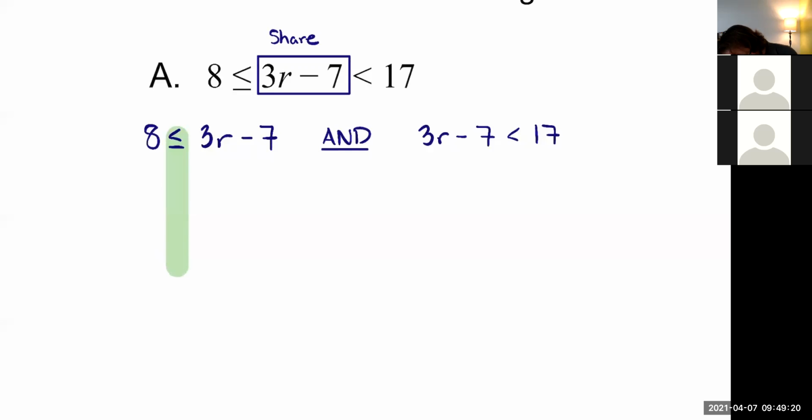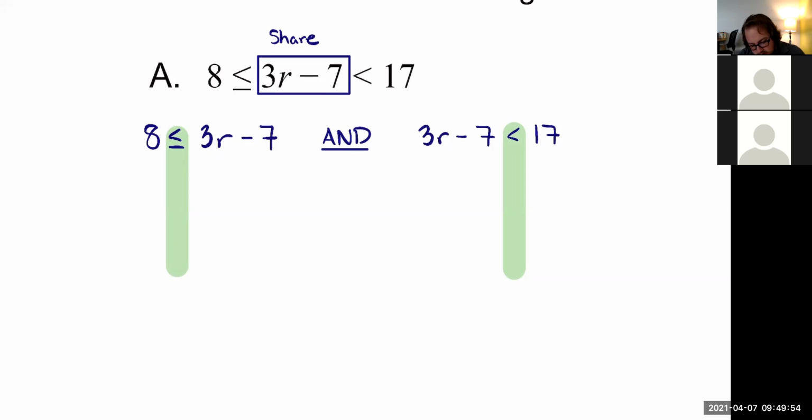Set up my little guidelines here because I do have two separate ones I'm going to solve, just one at a time. Don't be fancy. Don't try to do both at the same time. And then I'm going to start over here on the left. 8 less than or equal to 3r minus 7. Are there any parentheses? No. Any like terms? No. Variable on both sides? No.